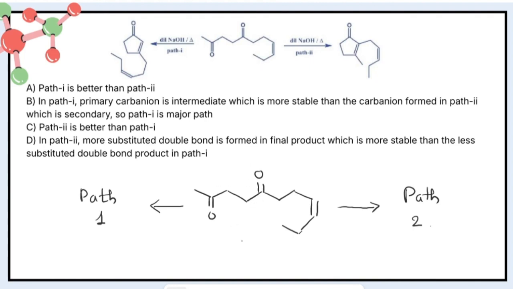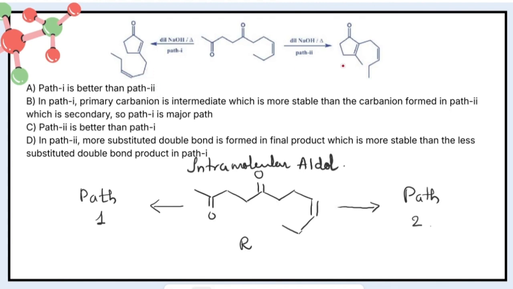There is a reactant molecule given. It has two carbonyl functional groups and there are alpha hydrogens. Therefore, when it is treated with dilute NaOH under heating conditions, it undergoes intramolecular aldol condensation. Why is it intramolecular? Because the reaction is taking place within the molecule.